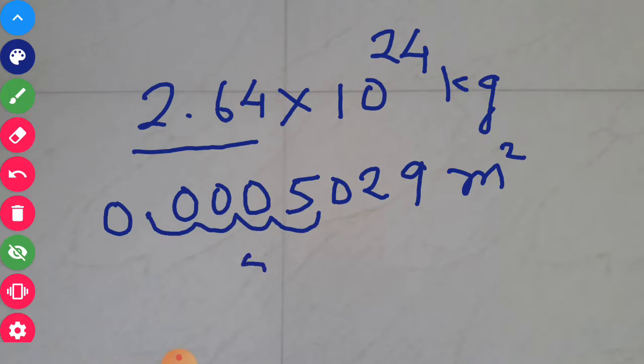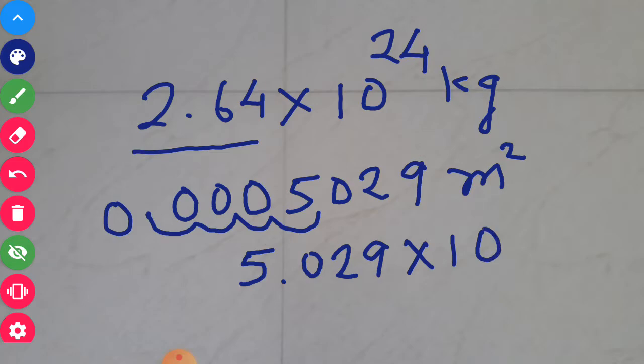Okay, so 5.029 into 10 to the power. Now this becomes minus because you are moving on right hand side. Okay, so minus 4. Okay, meter square.